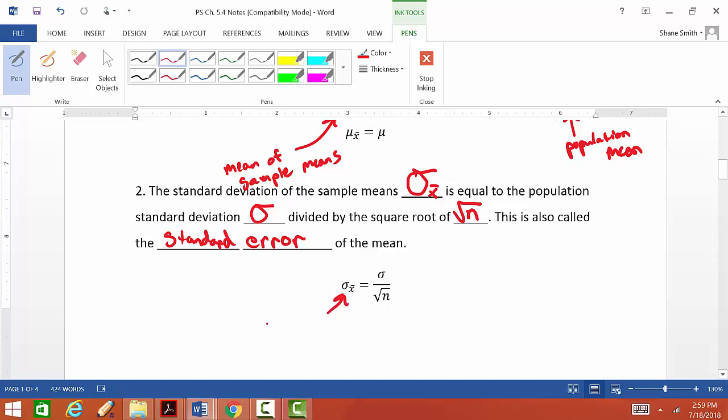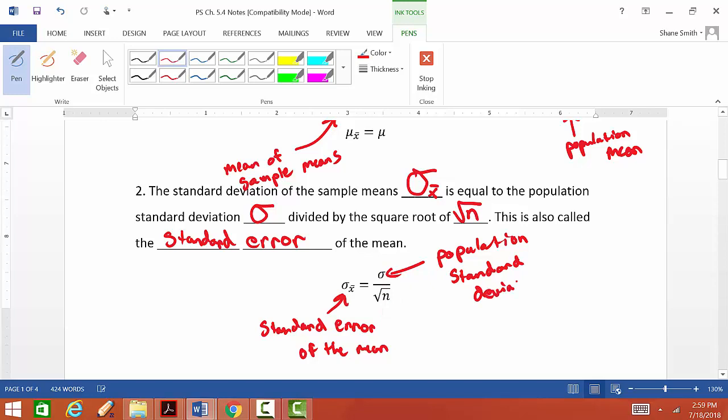So once again, this is the standard error, or you can even call it the standard deviation of the sample means. Standard error of the mean. This is the population standard deviation. So these are not equal to each other. It's actually a function of the square root of n.